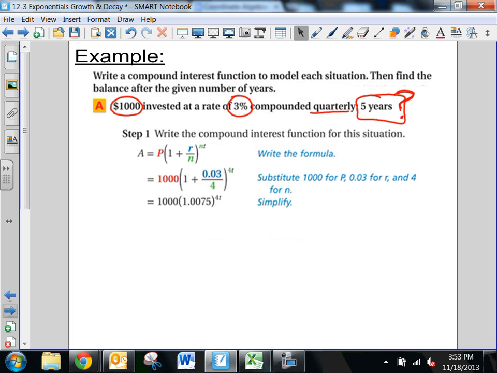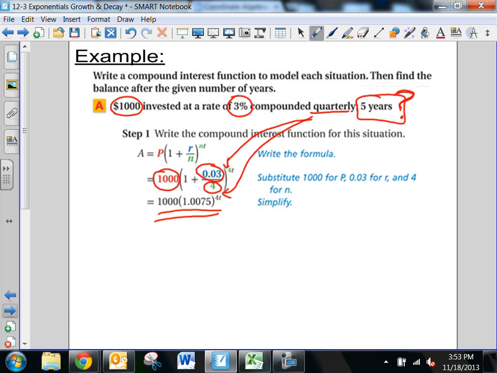So first we're going to plug in 1,000, that's the beginning amount. Then we're going to plug in 0.03, that's the rate that goes where the R spot is. Compounded quarterly means 4 quarters in a year, so we're going to use 4 in that spot and in that spot, okay? Both spots. And then T, so this is the formula that we'll get out of that.